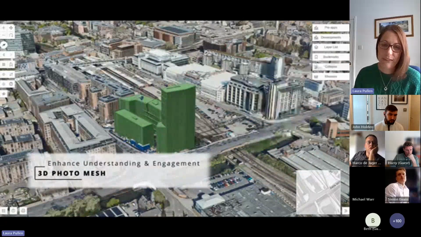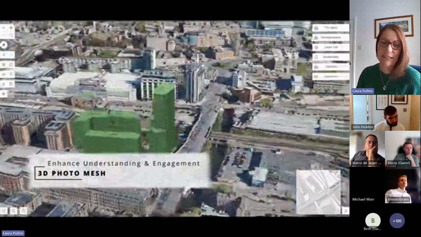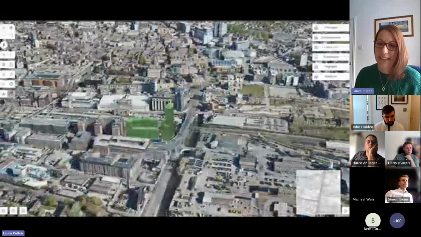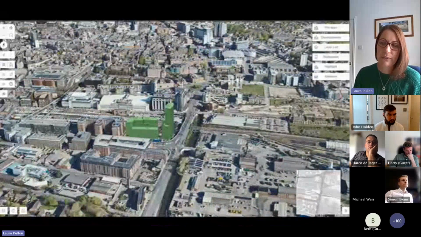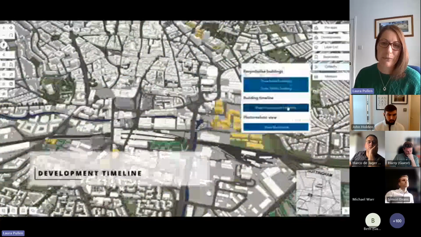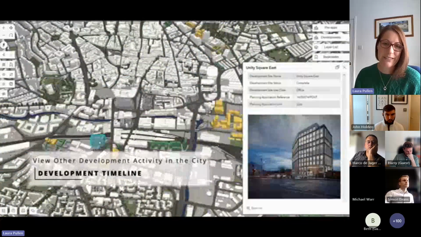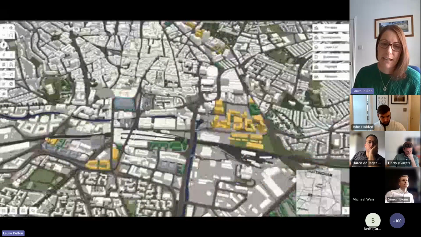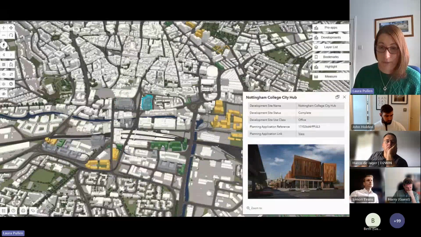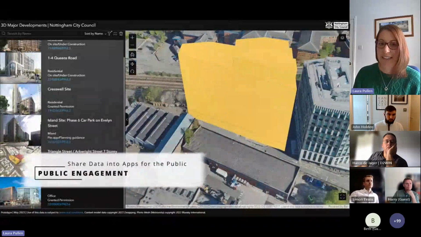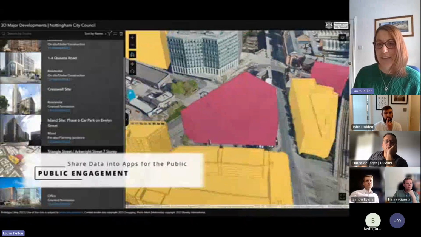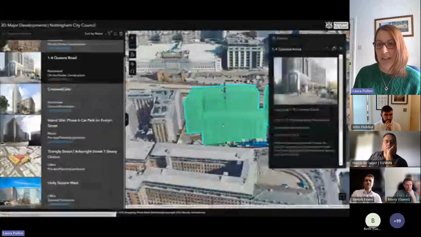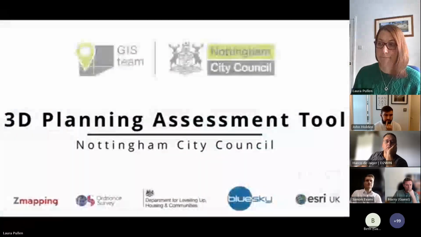We also include a photo mesh model to provide additional context, which more visually represents the city. And this is particularly helpful, I think, for those not used to interpreting 3D models. For example, when schemes go through to planning committee for decision, or when we want to undertake wider consultation. The planners can also see a timeline of all the different developments occurring across the city, and this same information can be pushed into public applications so we can share our development plan more widely with our residents.